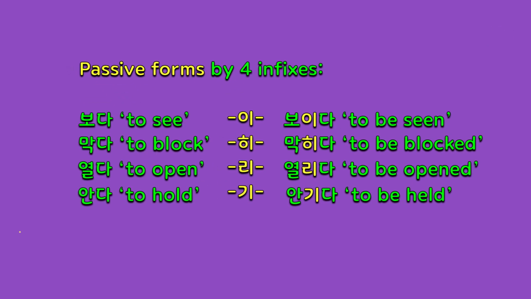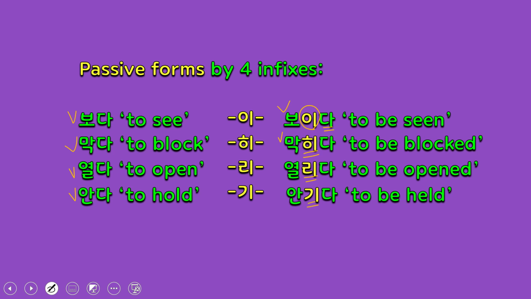So how do we construct passive forms in Korean? You need to use four infixes. For example, 보다, to see, becomes the passive form 보이다 by adding 이 before the sentence ender. 막다, to block, becomes 막히다 by adding 히. 열다 becomes 열리다 by adding 리. 앉다, to hold, becomes to be held, 안기다 by adding 기.